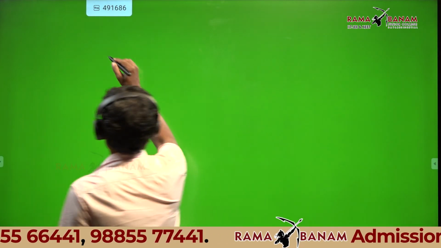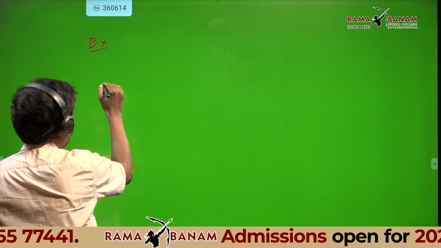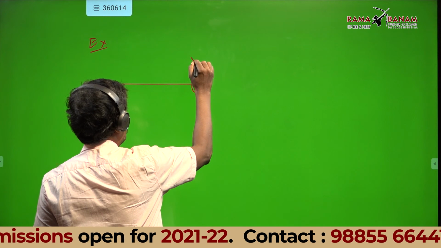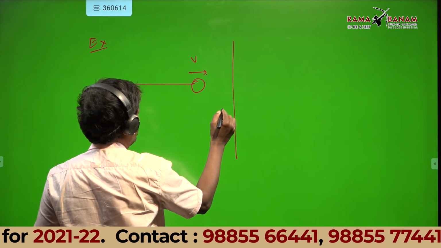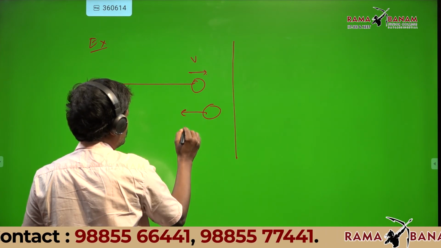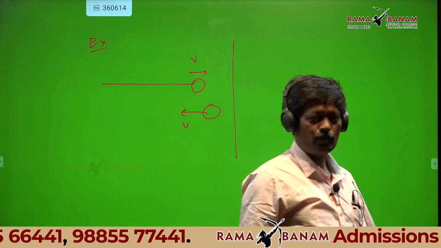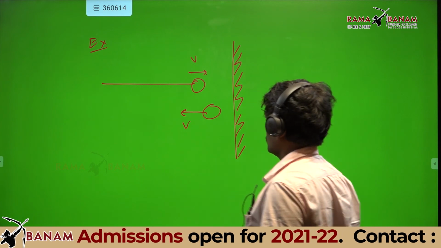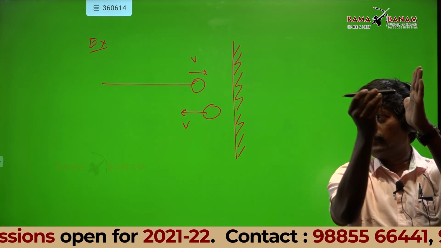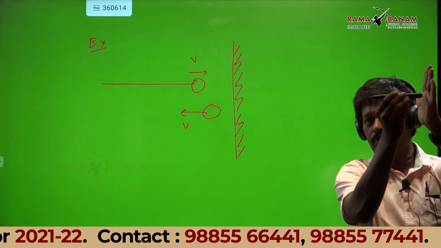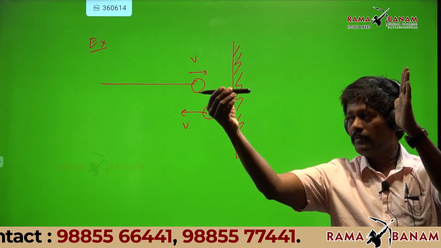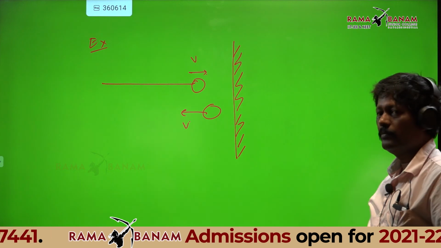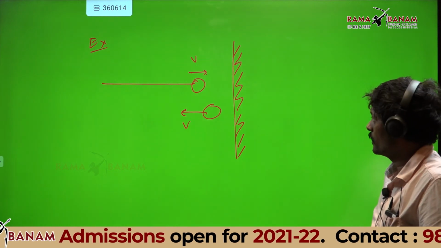Now listen. One last example we will take. A ball is moving towards a wall with velocity v and bounces back with velocity v. Look at this here. This is the wall. The ball is hitting the wall with velocity v and bounced back with velocity v. What is the change in momentum?